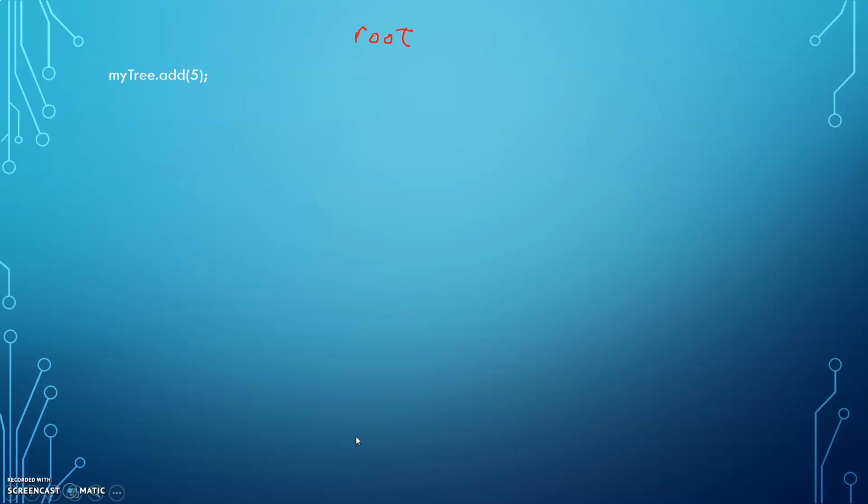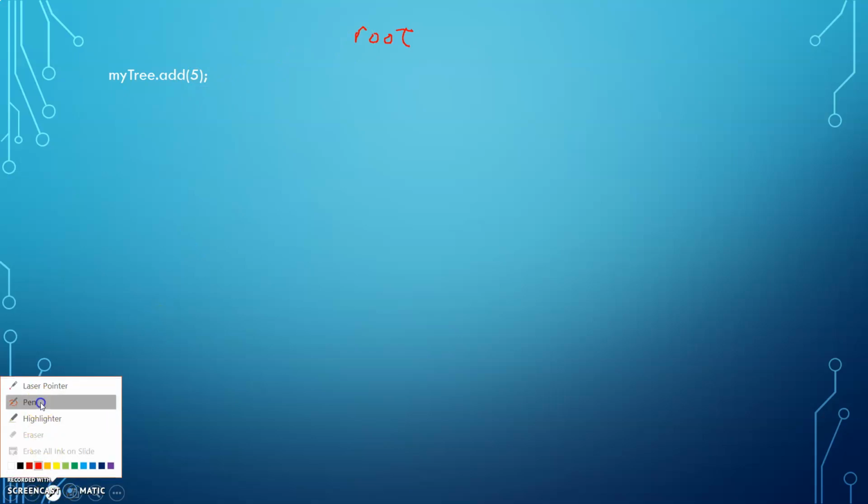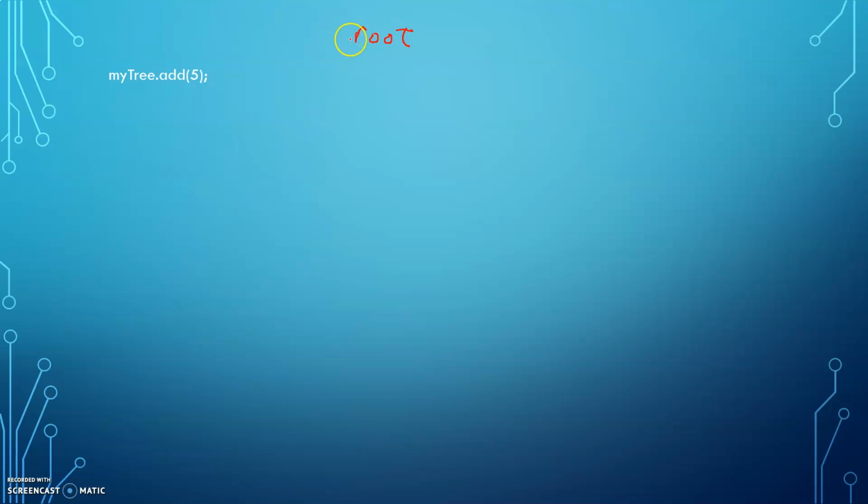example right here. So imagine the tree initially is empty, and the very first thing that we're adding is the value 5. Because I know what we're getting to, I'm just going to stick it over here. So root is pointing here to 5. Root becomes 5 because this is the first node being added.